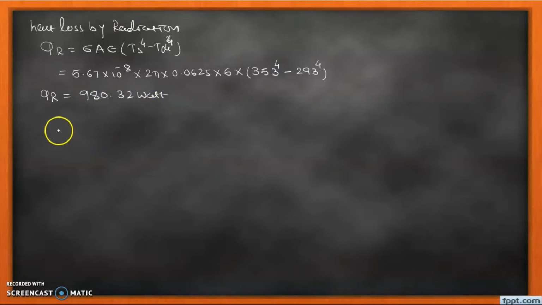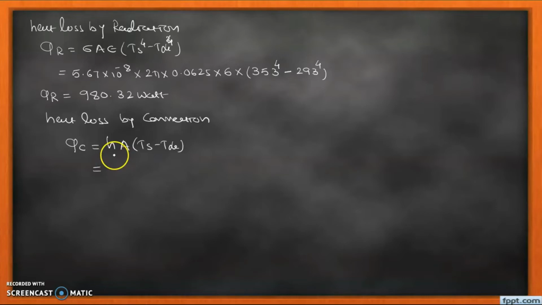Now students, we calculate the heat loss by convection, and we know that the formula of Q convection is hA(Ts minus T infinity). Here the value of h is unknown to us, so we are utilizing the correlation which is given in the numerical: Nusselt equals 0.53 (Grashof times Prandtl) to the power 1 by 4. So students, we need to calculate the Grashof number and Prandtl number. So first we calculate the Grashof number.